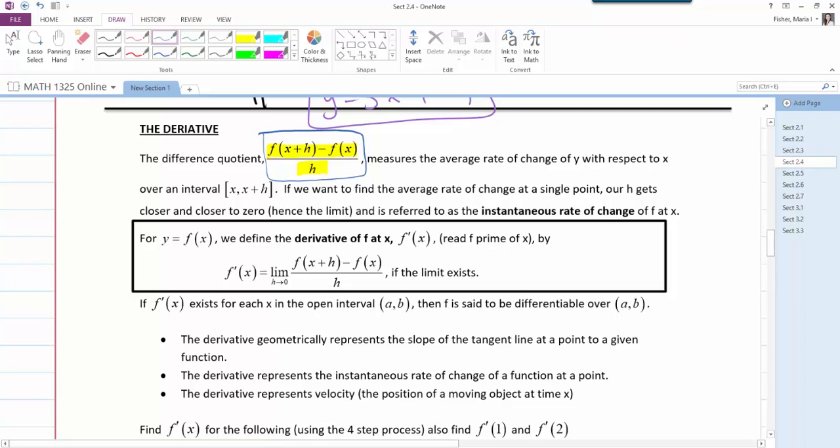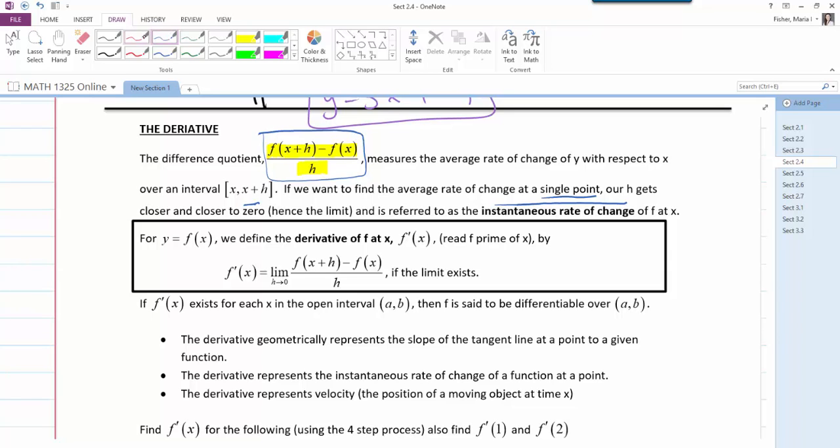If we want to find the average rate of change, but we're only given a single point, we knew that was the instantaneous rate of change, and that instantaneous rate of change made h go to 0. So we know that if I have that difference quotient, f of x plus h minus f of x all over h, and we want to look at what happens at f of x, because I want h to go to 0, we need to take the limit to find that.